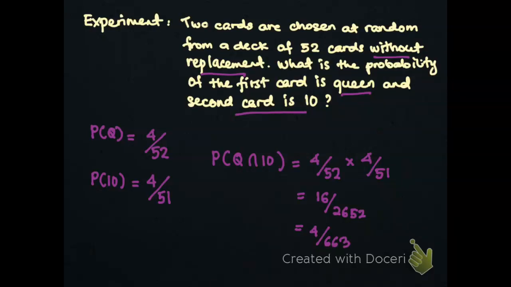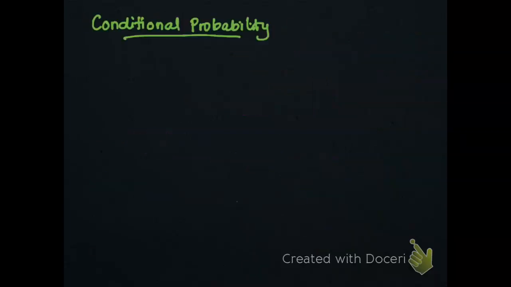In this experiment, it involved 2 dependent events. The probability of choosing a number 10 on the second pick, given that a queen was chosen on the first pick, is called conditional probability. The conditional probability of an event B in relationship to an event A is the probability that event B occurs given that event A has already occurred.